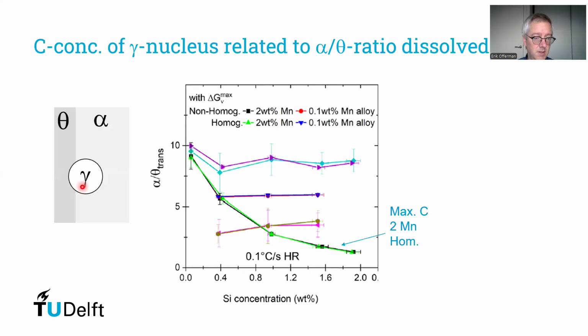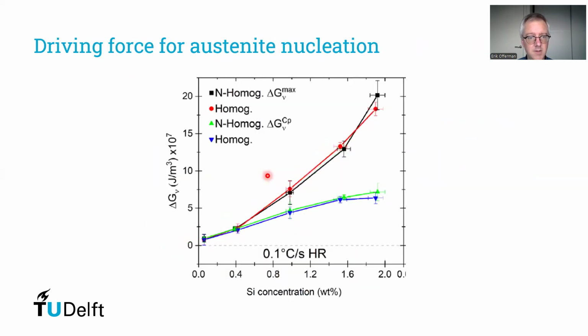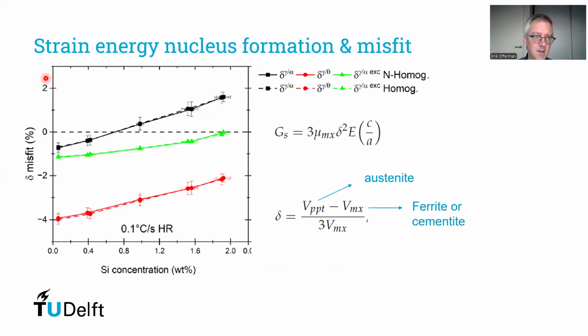All right. Now, if you follow what happens as a function of the silicon content, you see that this ratio between alpha and theta decreases, and that's because the carbon content of the nucleus increases. So if the carbon content of the nucleus increases, the nucleus should be positioned further to the left, more into the cementite. So if the cementite gets bigger, this number gets bigger, and the ferrite gets smaller, so this ratio goes down.